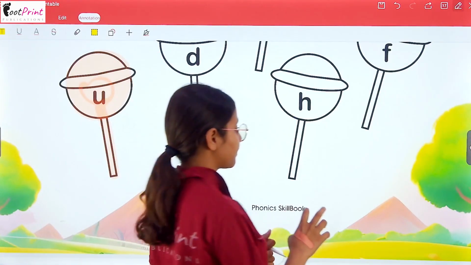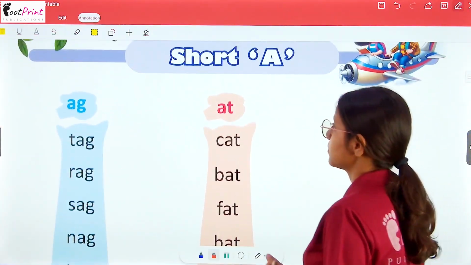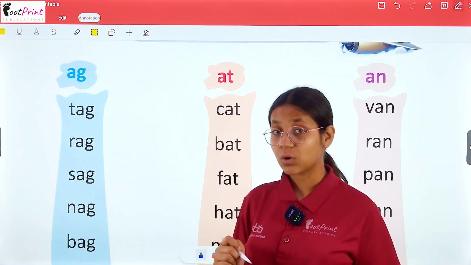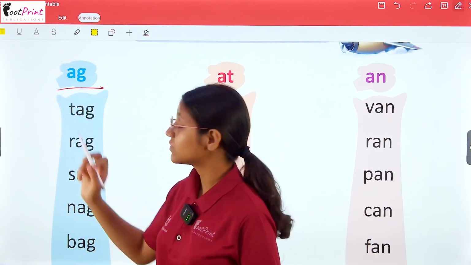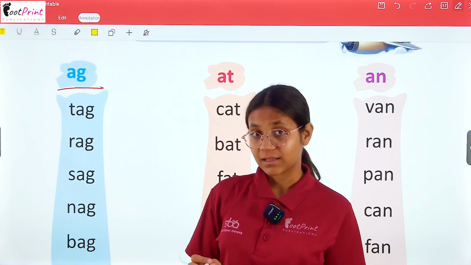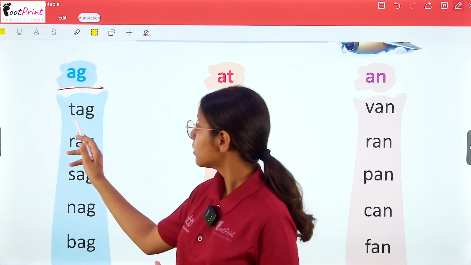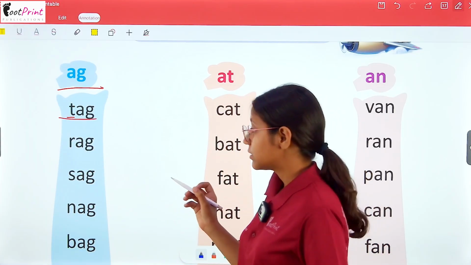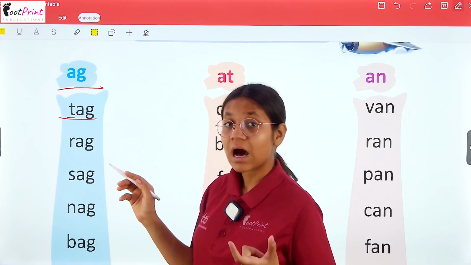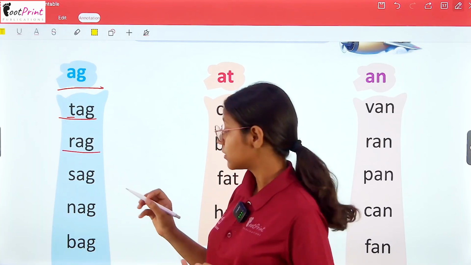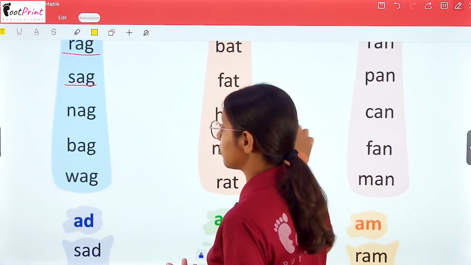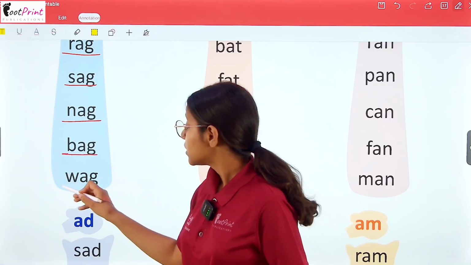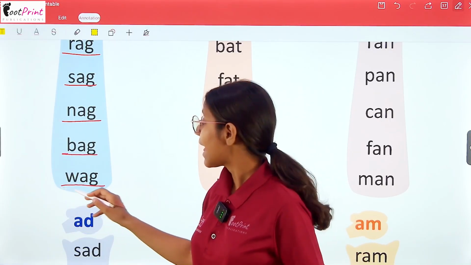So after coloring, let's move to the next topic, that is short A. Let's start it. Here there are some words which end with ag. Let's make new words by using consonants. See, tag, rag, sag, nag, bag, wag.